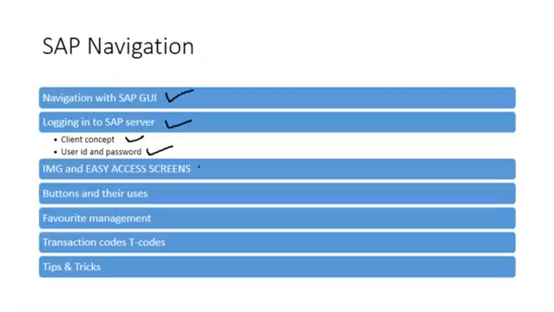Once you log in, you will see two screens, mainly the IMG and Easy Access screens. We should understand the difference between them. And on each screen, you will find a lot of buttons. Let's understand how to use them.